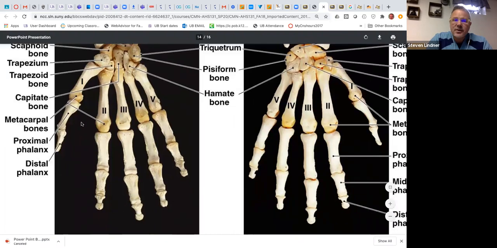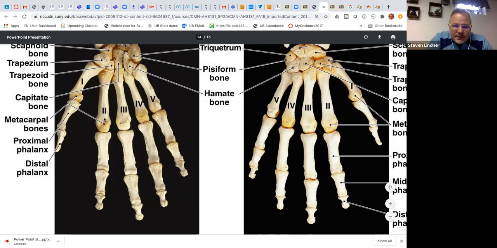Now we move down to the phalanges. The phalanges are 14 of them. 1, 2, 3. 1, 2, 3. 1, 2, 3. 1, 2, 3. 3 times 4 is 12. The thumb only has 2. It has this section and this, whereas all the other fingers have 1, 2, 3 sections.